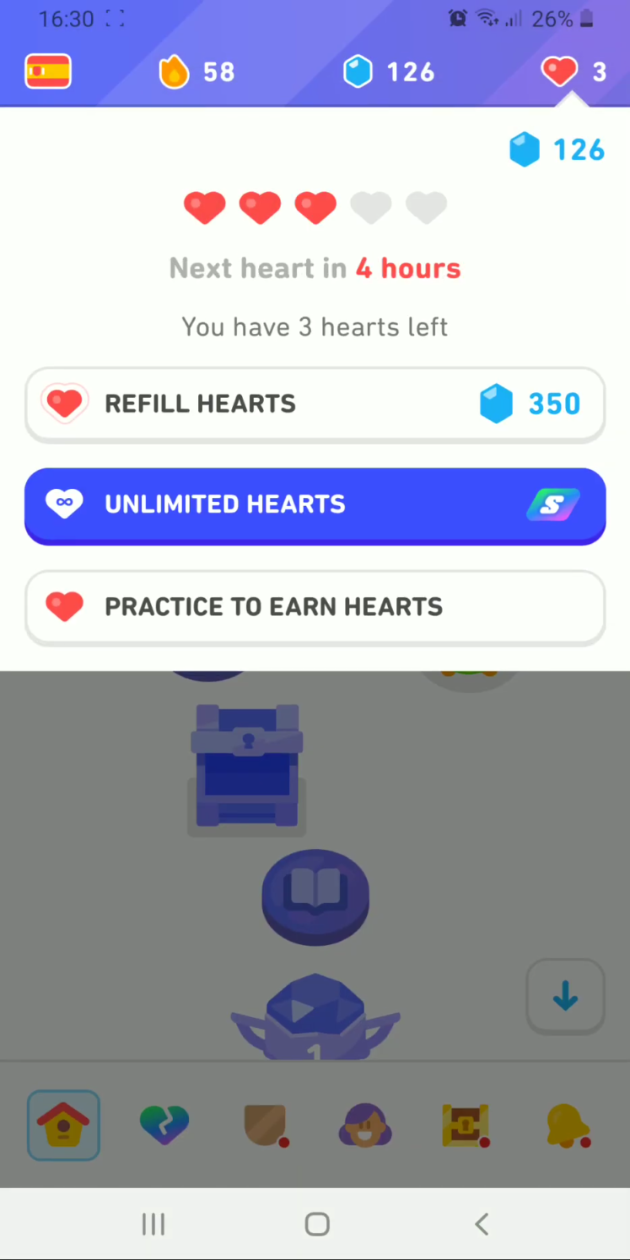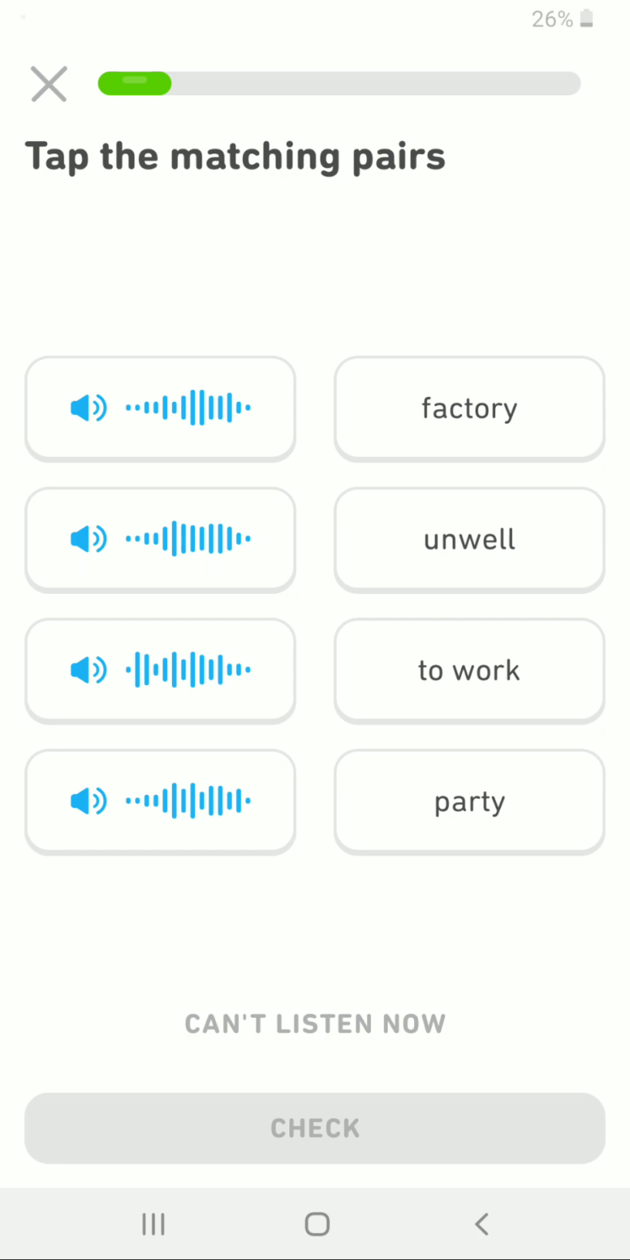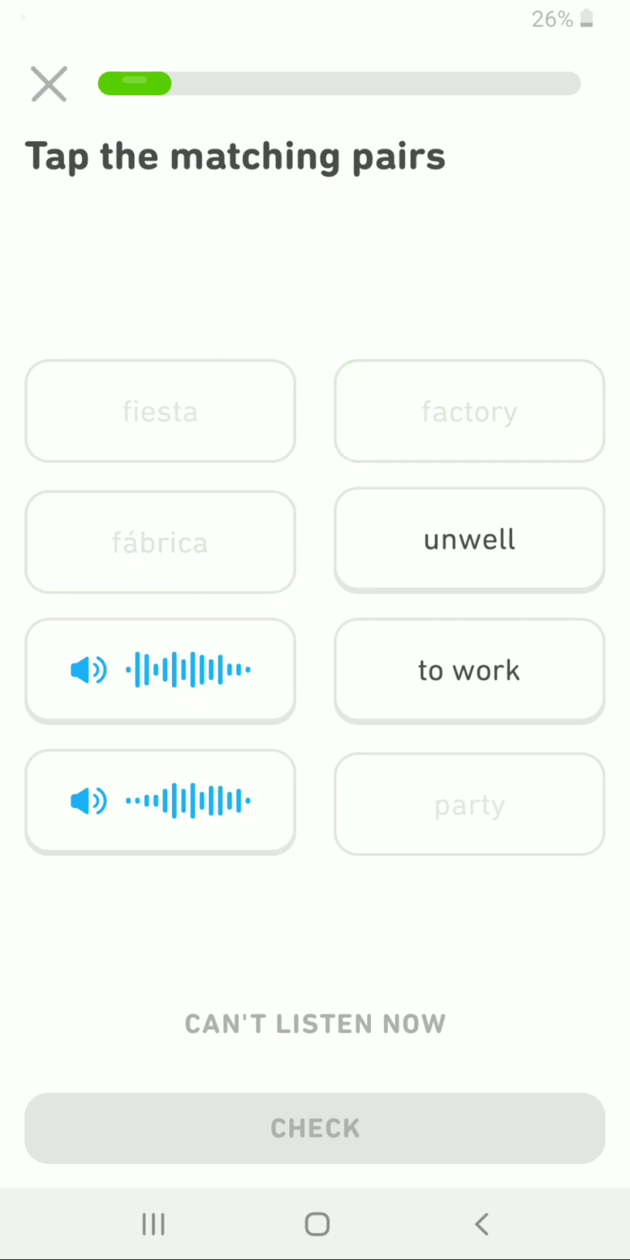Let's continue with the practice. We'll see how much I can do. And vamos a continuar con los ejercicios. Sí. Fiesta. Fiesta is a party. Fábrica. Fábrica is a factory. Trabajar. Trabajar is to work.